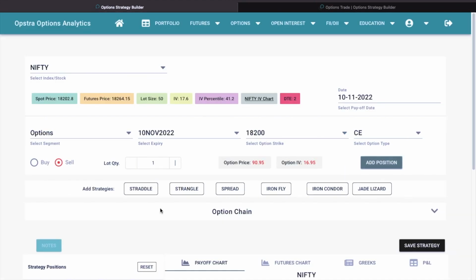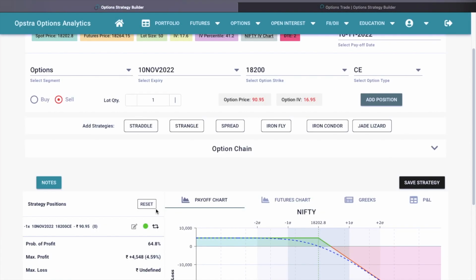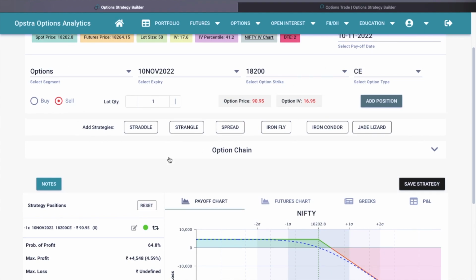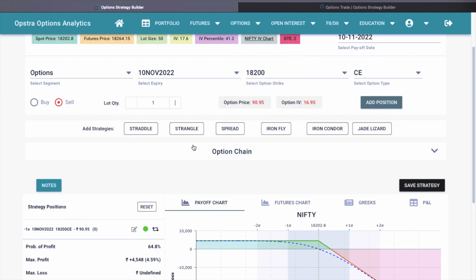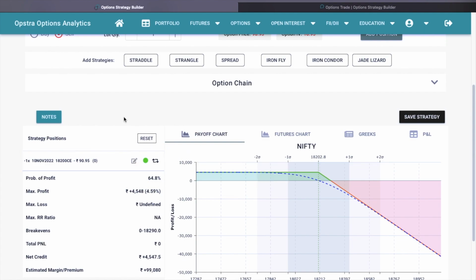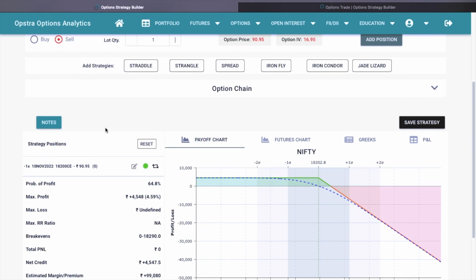Those who are not aware, this is the Opstra Definedge website, where we can build a strategy in this option strategy builder, and we can see our payoff chart, how it will perform, and what our maximum profit and maximum risk are.